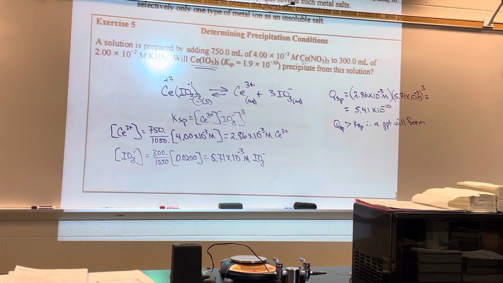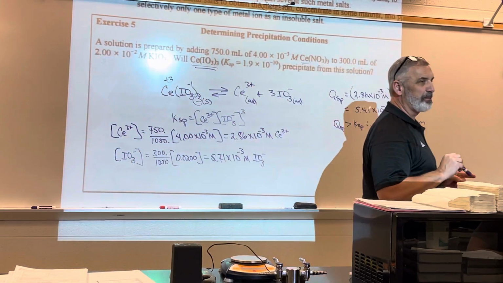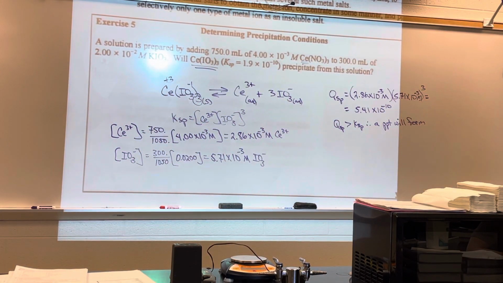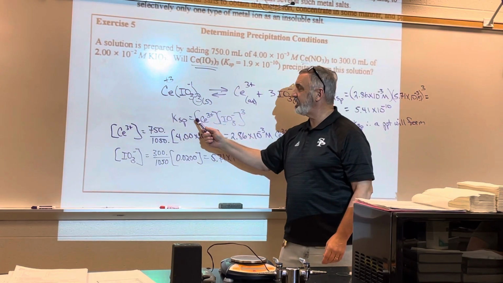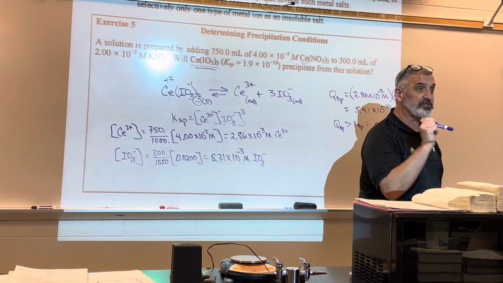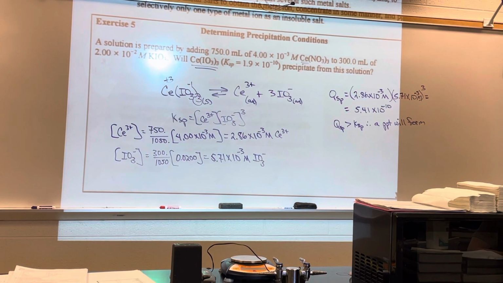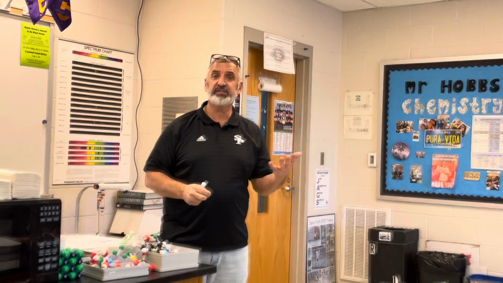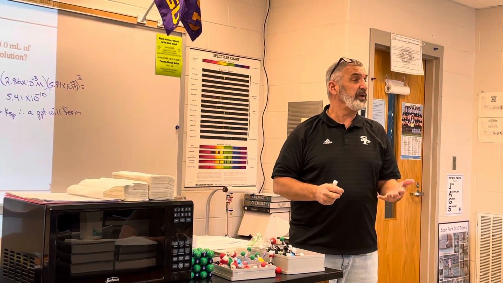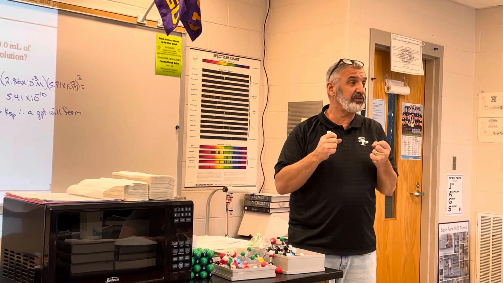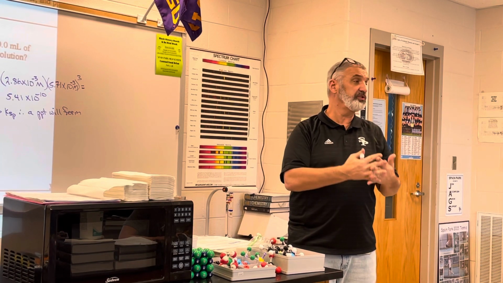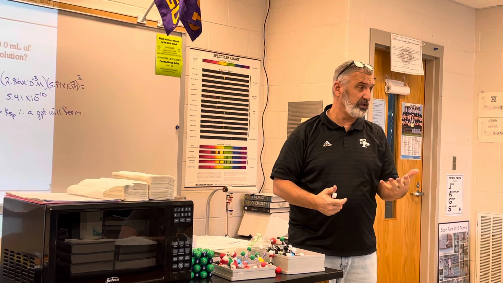Okay, would a precipitate form if Q is equal to K? We asked that question yesterday. If Q is exactly equal to K, no precipitate is going to form, because these two numbers are exactly equal. Now you will have an exact saturated solution. Most saturated solutions will have some solid sitting on the bottom, and that's how you know it's saturated. That's why a lot of the problems say there's always some solid sitting on the bottom. But in this case, if Q came out equal to K, you would have a saturated solution with no solid on the bottom. If you added any more, it would just go to the bottom.